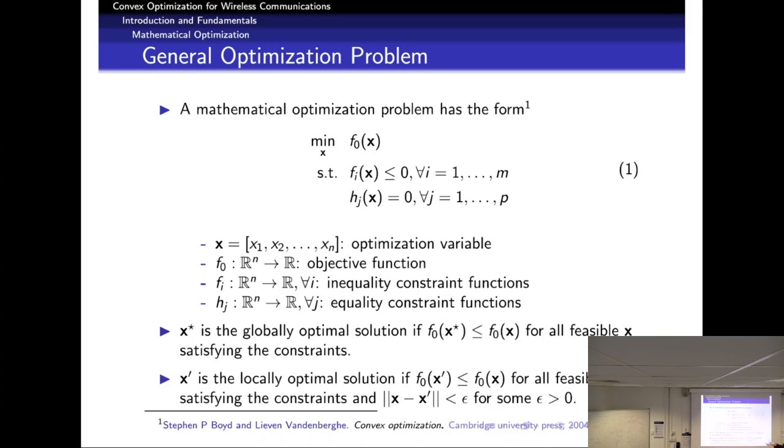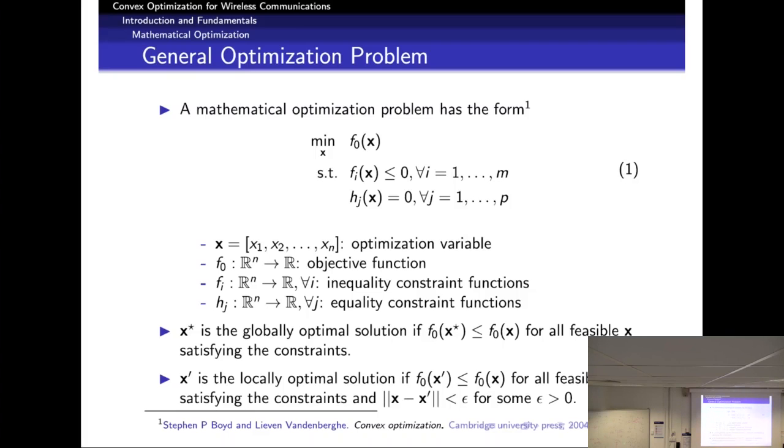We say that the x that is the solution of this problem is called globally optimum if the objective function at this x is always smaller than the objective function obtained for any other value of x within the domain defined by the constraints, so for all feasible x. Feasible x means all the x that satisfy those constraints. So this is the global optimum.